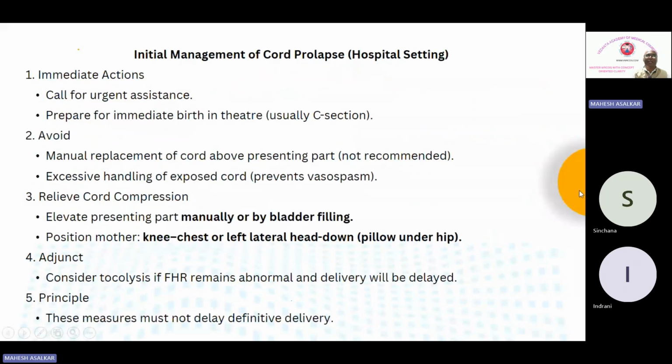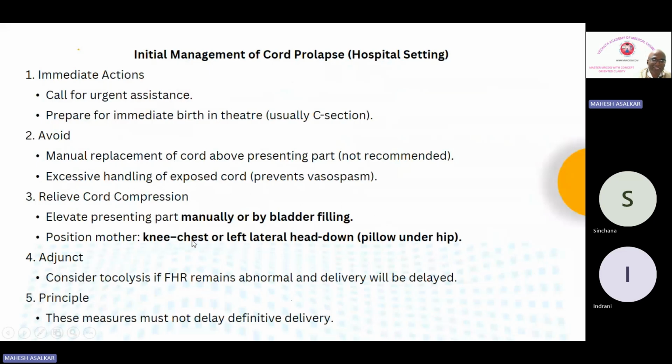Now, the initial management of cord prolapse in the hospital setting. Cord prolapse can happen in the community setting, and it can happen in the hospital setting. If it is in the hospital setting, what is expected? The first immediate action is to call for urgent assistance and prepare for immediate cesarean section, usually a category 1 cesarean section. Avoid manual replacement of the cord above the presenting part; it is not recommended. Excessive handling is to be avoided because it causes vasospasm. Then relieve cord compression. Remember this: elevate the presenting part manually or by bladder filling.